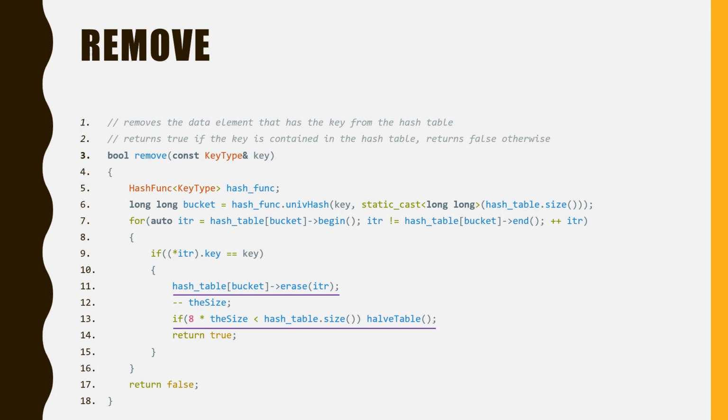For the remove function, we also first compute the hash value in line 6 and scan each record in the bucket in line 7. In line 11, we will call the erase function from the linked list to remove the record if we have found a key match. We will also check the load factor and invoke table halving if necessary. Otherwise, if the record to be deleted is not contained in the hash table, we will return false and do nothing.